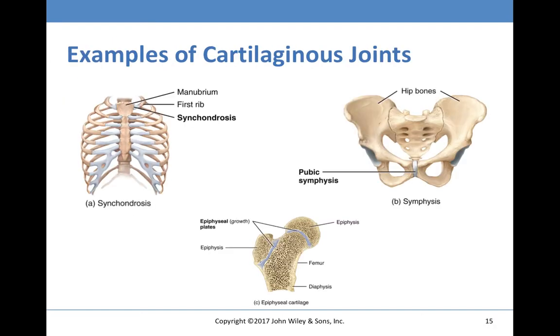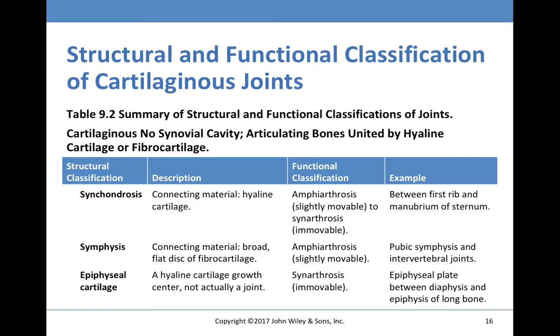So here we're showing you our synchondroses at the manubrium and your first rib. That articulation there is hyaline cartilage, allows no movement, so synarthroses functionally. And then the pubic symphysis, allowing a little movement here, and that will be our symphysis joints. And then finally, these growth plates here are the epiphyseal plates for the epiphyseal cartilage. Alright, so there's the table summarizing everything.